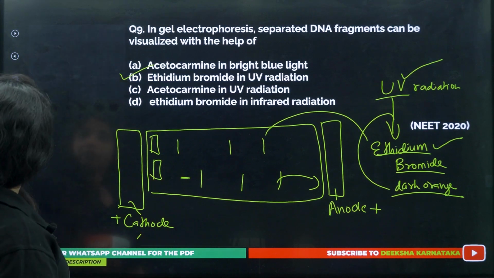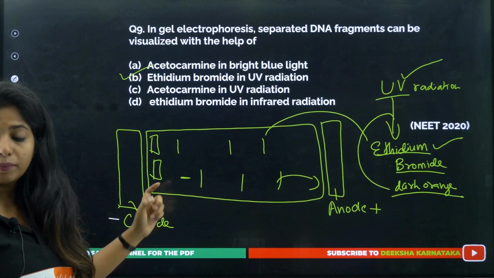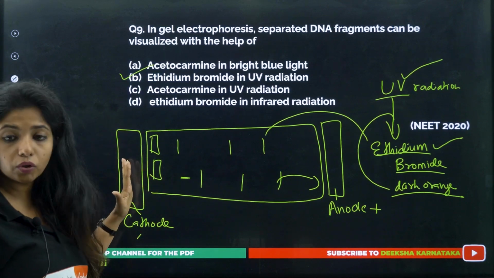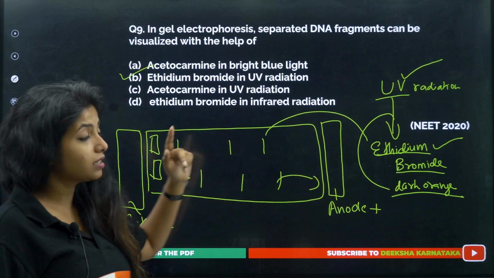I'll put it near cathode. If I put it near cathode, it will repel because DNA is also negatively charged. It will repel and go towards that side. So that statement is wrong.